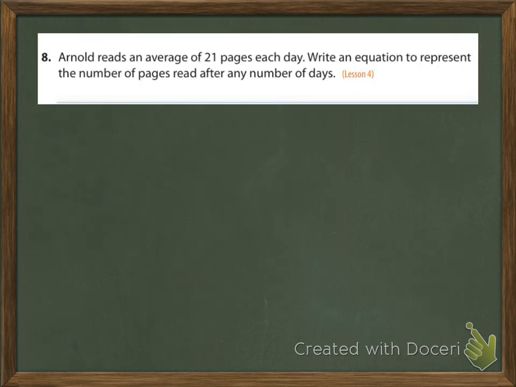All right, so on number 8, it says Arnold reads an average of 21 pages each day. 21 pages, and remember, there's that word each day again. Remember what I told you about each. It usually means that that's the one that goes with the variable. Then it says, write an equation to represent the number of pages read after any number of days. So, and actually let me do that in a different color. After any number of days.